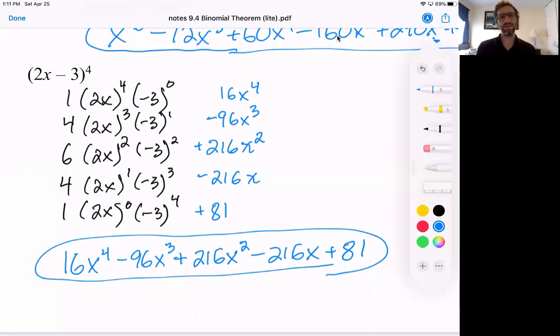There we go. There's the answer I got. 16x to the 4th minus 96x cubed plus 216x squared minus 216x plus 81.